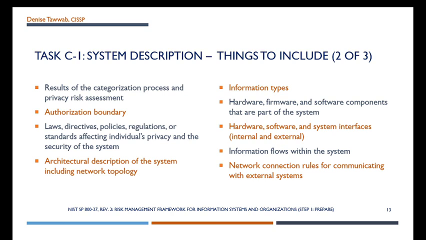You want an architectural description of the system, including network topology. You want to document the information types, the hardware, firmware, and software components that are part of the system, the hardware, software, and system interfaces, internal and external. You want to document information flows within the system, as well as network connection rules for communicating with external systems.